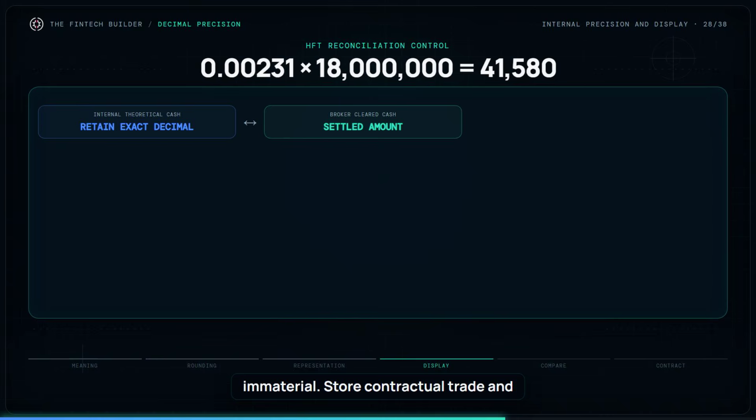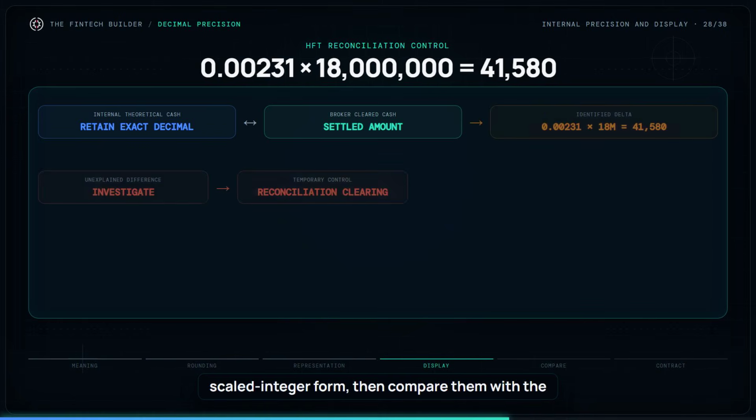Store contractual trade and settlement amounts in exact decimal or scaled integer form. Then compare them with the broker's cleared cash. Put an unexplained difference in a reconciliation clearing account only while you investigate it.